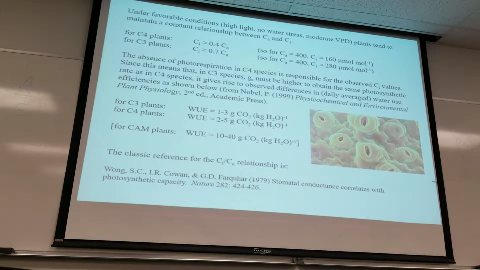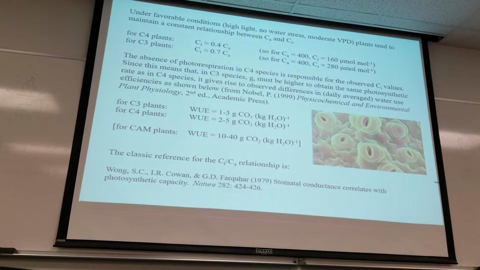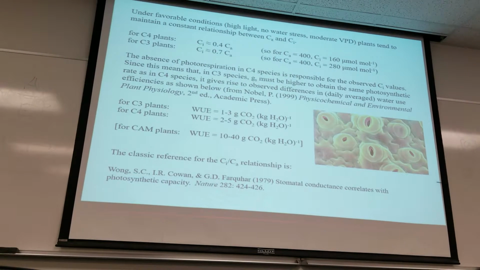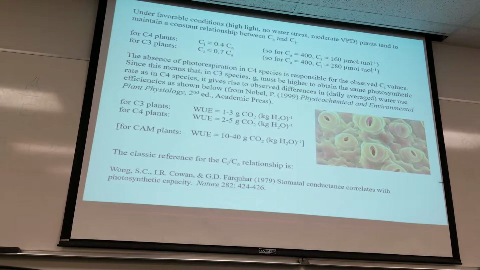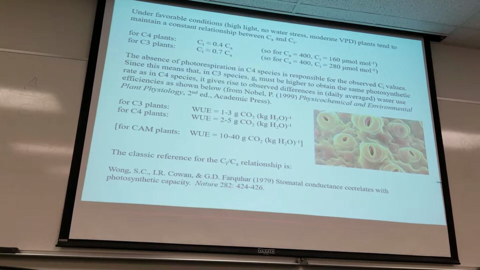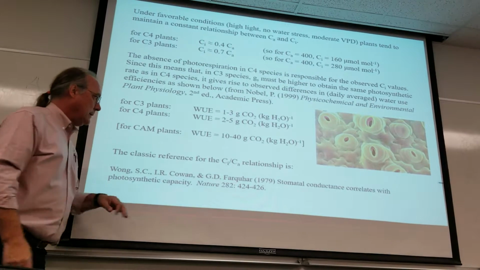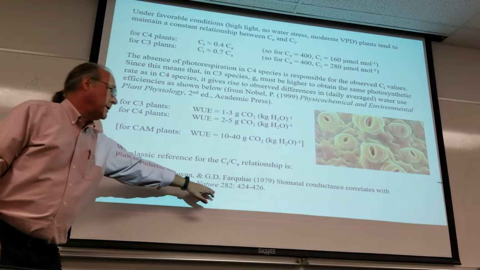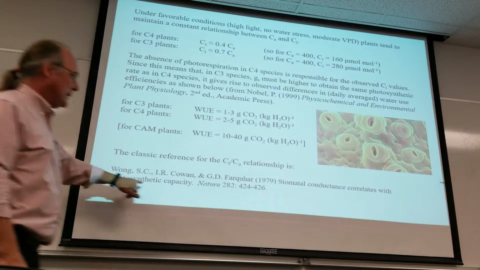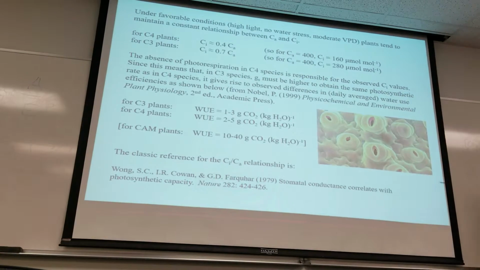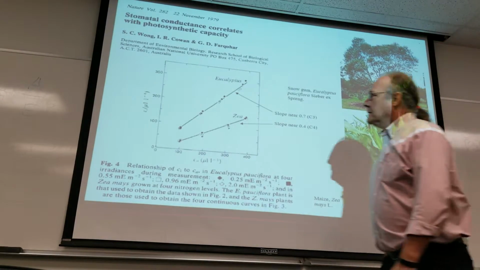But this idea that plants control their stomatal conductance so as to keep the internal CO2 concentration at a constant fraction of the external CO2 concentration. The classic reference is this Nature paper by Wong, Cowan, and Farquhar: stomatal conductance correlates with photosynthetic capacity. So here's a figure from their paper, this older paper.